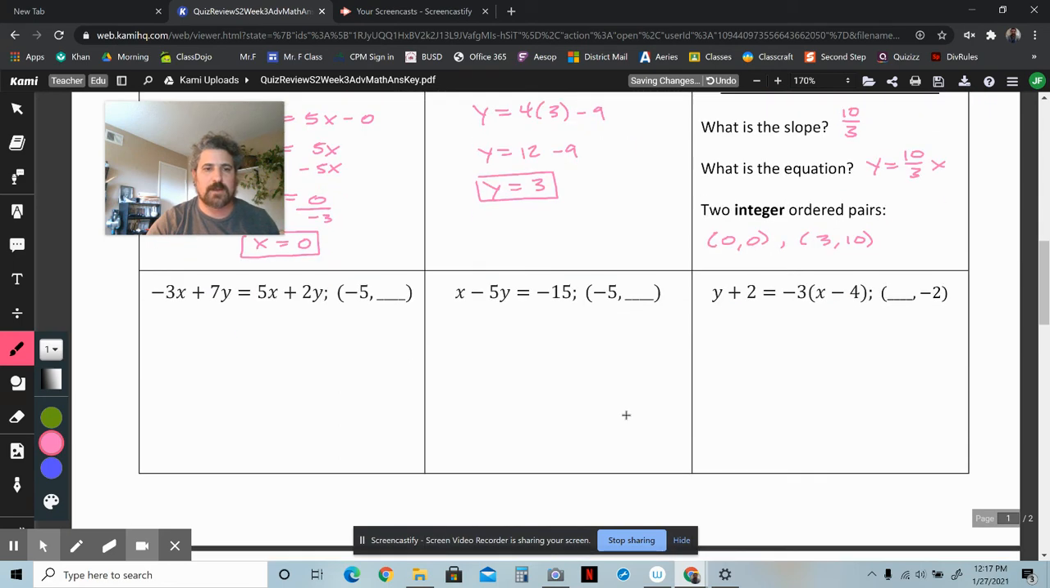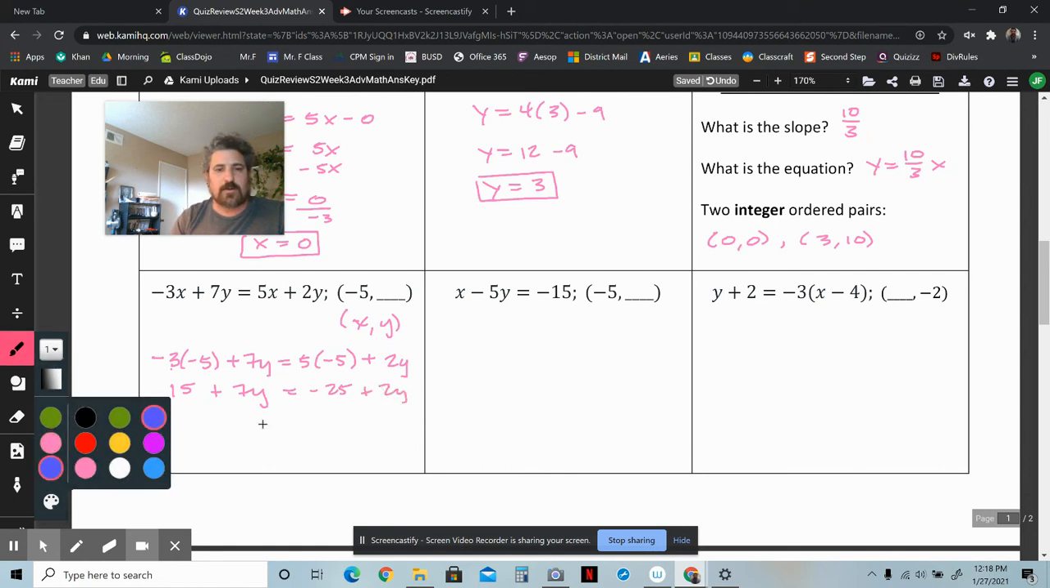When we go to the next one here, you're going to figure out what the solution is for y when x is negative 5. So we know that this is x comma y. When x is negative 5, what is the value of y? So you're going to replace the x with negative 5. So negative 3 times the quantity of negative 5 plus 7y equals 5 times the quantity of negative 5 plus 2y. And so now you're going to just multiply before you add. So negative 3 times negative 5 is positive 15. Positive 15 plus 7y is equal to 5 times negative 5, which is negative 25, plus 2y.